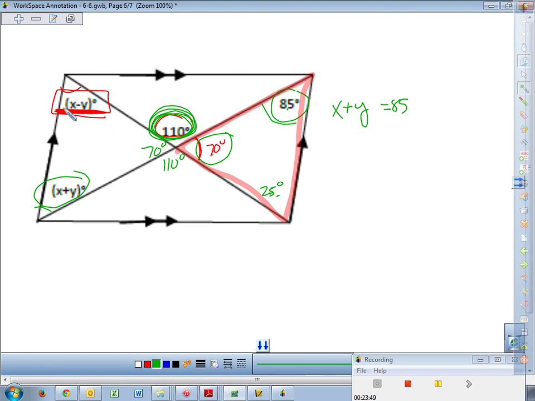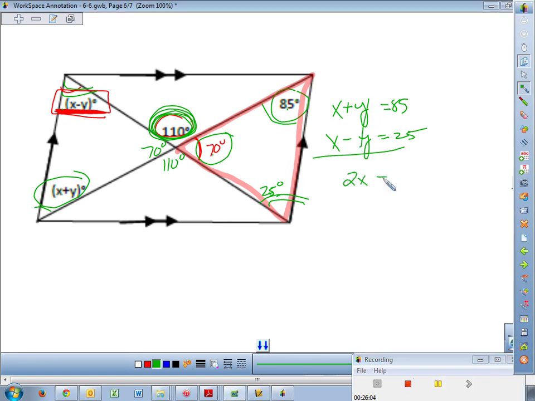And being how these are alternate interior angles, shouldn't x minus y equal 25? Daddy likes that one. Solve that system. Already opposite signs. So bye-bye y.